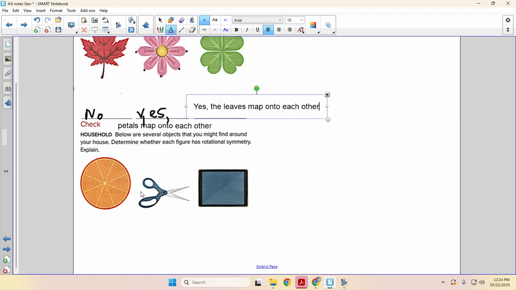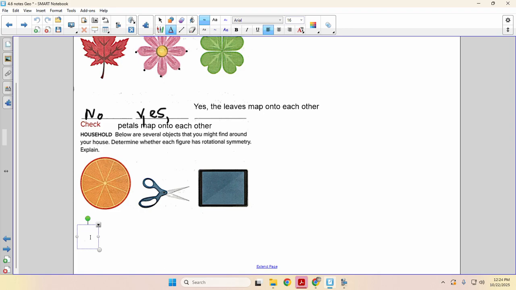All right, let's look. It's your turn. You guys are going to tell me whether this orange, these scissors, or this television screen has symmetry. Take a minute, pause. And then when you're done pausing, go ahead and check it.